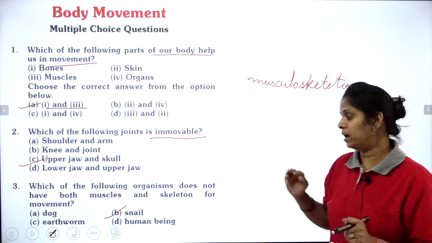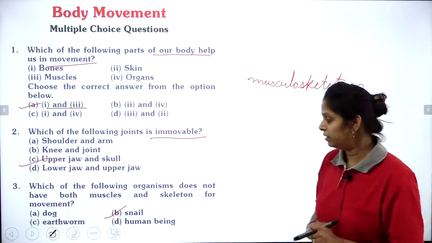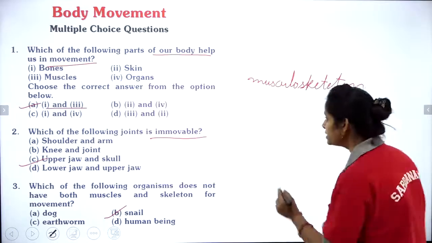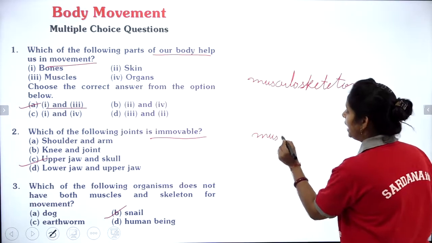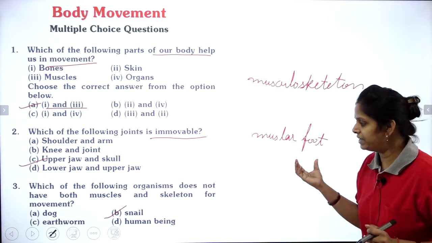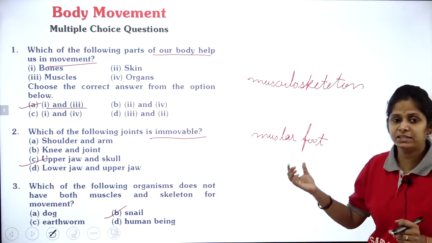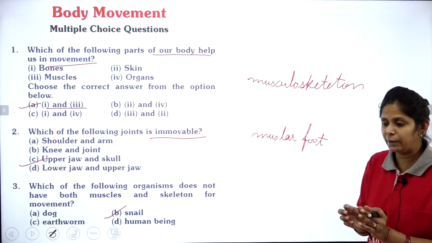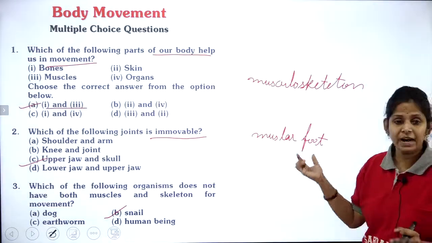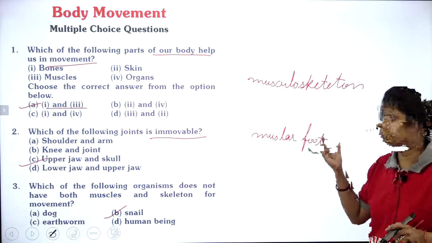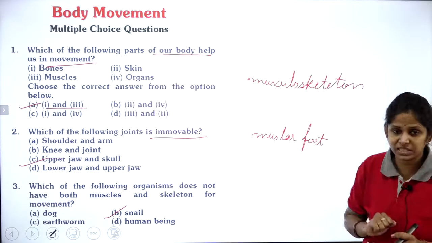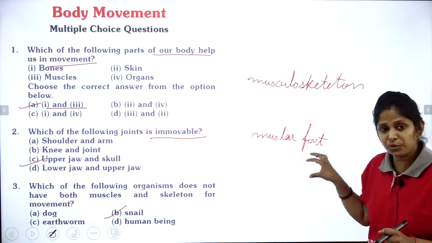Now you will think, then how does it move? Actually in a snail, movement is carried out with the help of a muscular foot. We can say movement in a snail is carried out with the help of a large disc shaped muscular foot. This muscular foot has two pairs of muscles, and with the help of this muscular foot it moves.